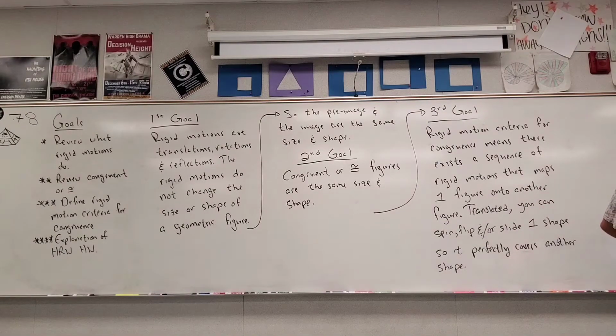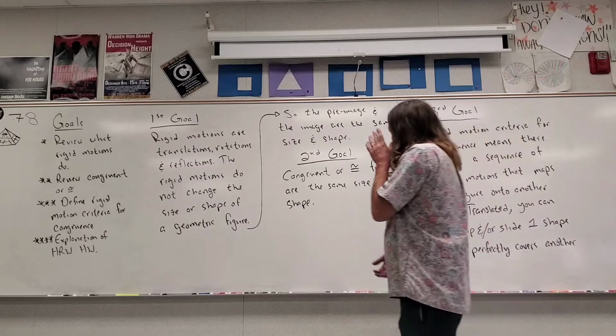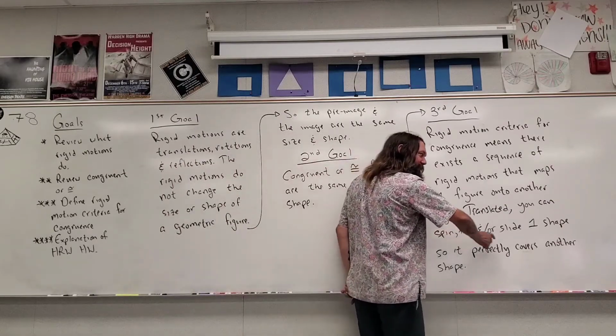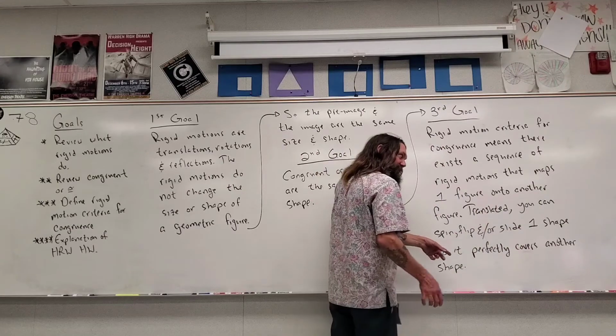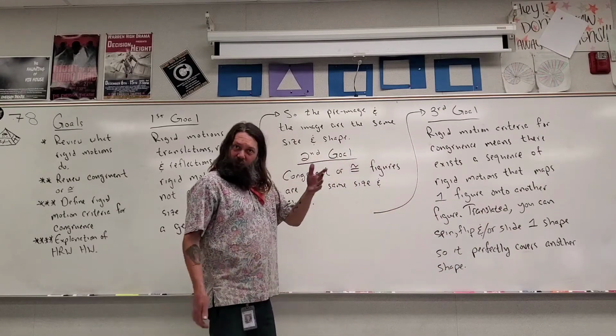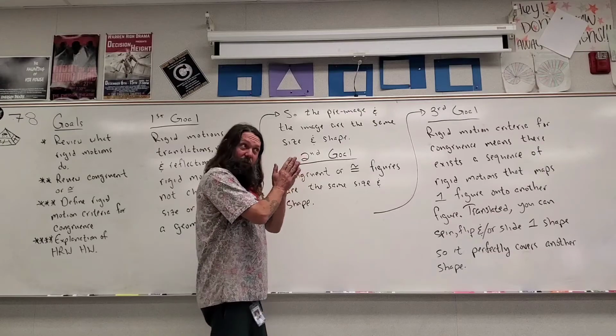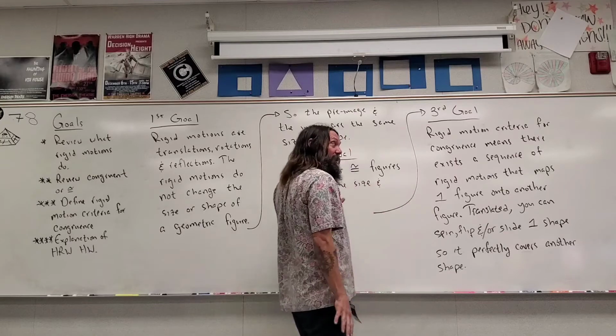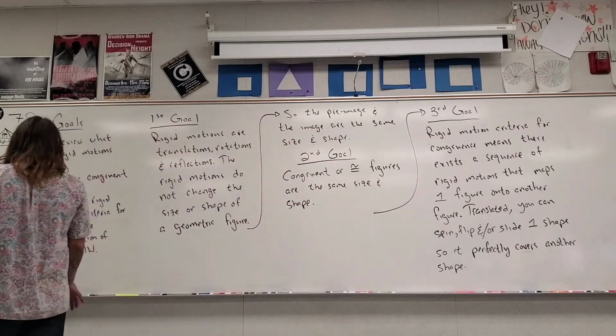Let me translate this. You can spin, flip, and or slide one shape so it perfectly covers another shape. If you're able to do that, you have congruent shapes, because again, rigid motions do not change the size and the shape. And if you can spin, flip, and or slide one shape so it perfectly covers another shape, you have performed rigid motions. And if it covers the other shape through a sequence of rigid motions, that means those two shapes must also be congruent.